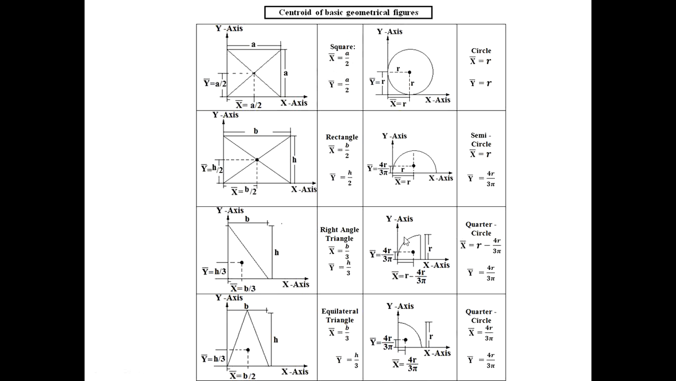For quarter circle, from this face, the x bar will be r minus 4r upon 3 pi and y bar will be 4r upon 3 pi. Quarter circle for this position, x bar and y bar are the same, that is 4r upon 3 pi, and y bar also 4r upon 3 pi.